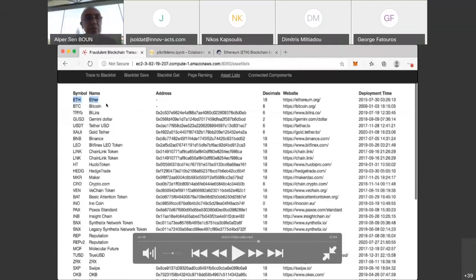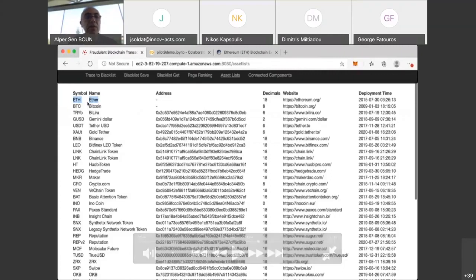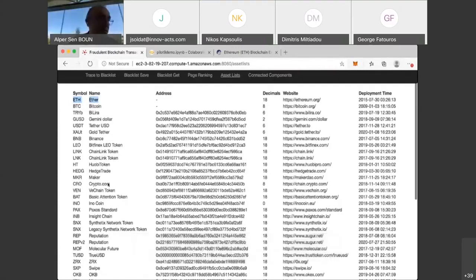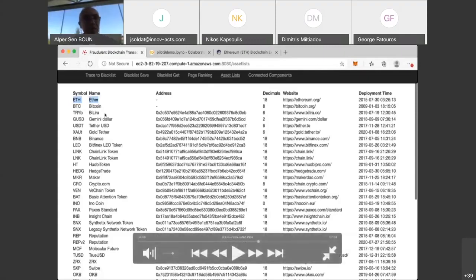So we currently have Ether addresses. We have token contracts, such as Paxos, Gemini Dollar, Tether USD. There are 31 major token contracts being tracked. We don't have the Bitcoin data in the system yet, but that's what we are planning to add.